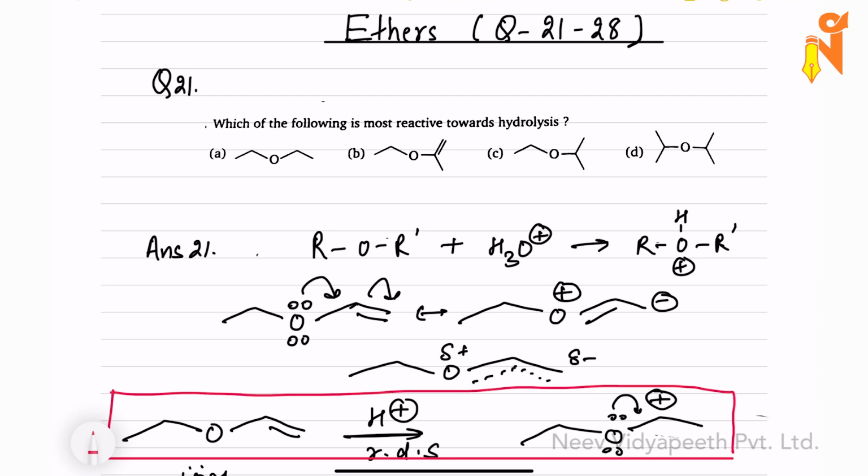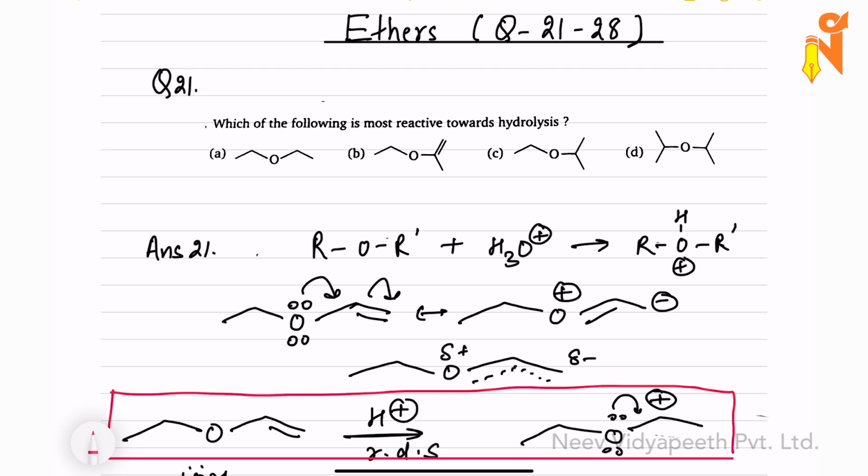So let's begin with the ethers next video where we are discussing question number 21 to question number 28. We have been asked which of the following compounds will do the fastest ether hydrolysis. So we will first understand how ether hydrolysis takes place.